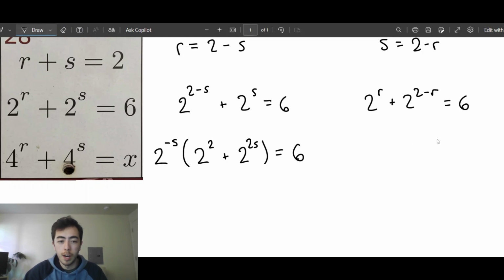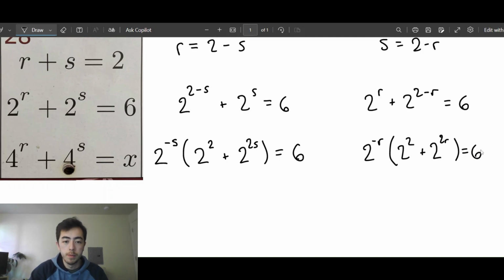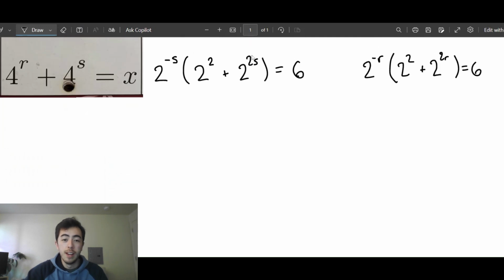And I'll copy down my idea here. I'll just say 2 to the power of negative r and basically rewrite exactly what I have, but I'll make sure it says 2 to the power of 2r on this one. Okay. And then I do get a 4 to the power of s here.